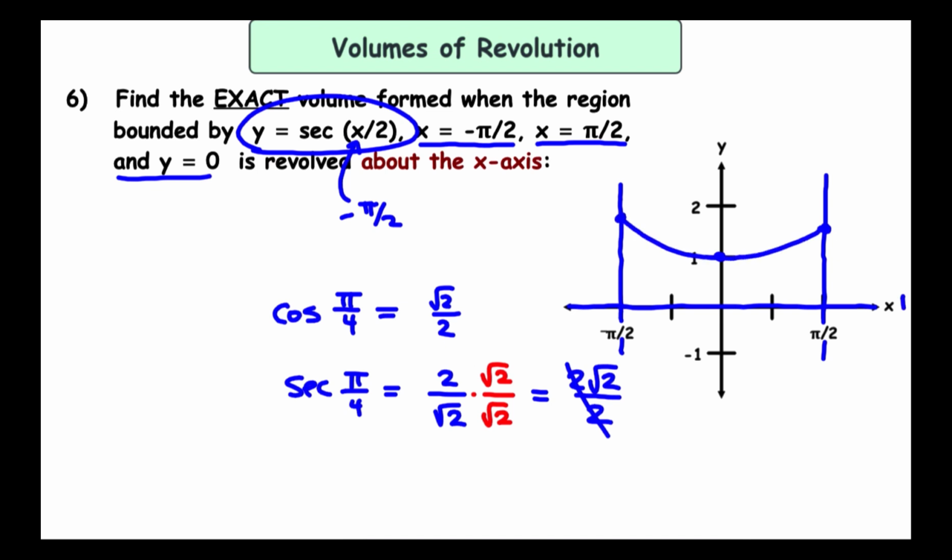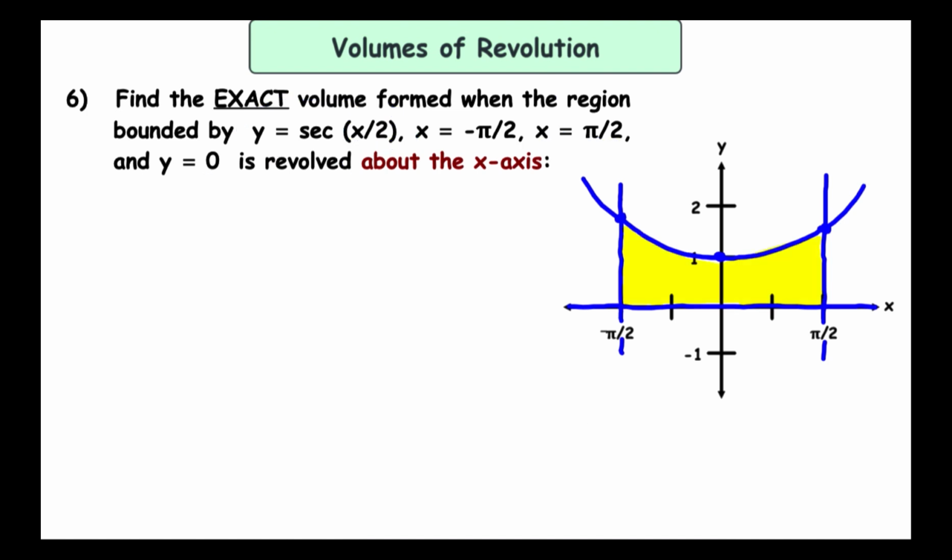Eventually, by the time you get to pi, it's going to be an asymptote. Same thing with negative pi, it's going to be an asymptote. Because the cosine of pi over 2 would be 0, so the secant won't exist. But we don't care about the asymptotes. We have our region now. I'm going to color it yellow.